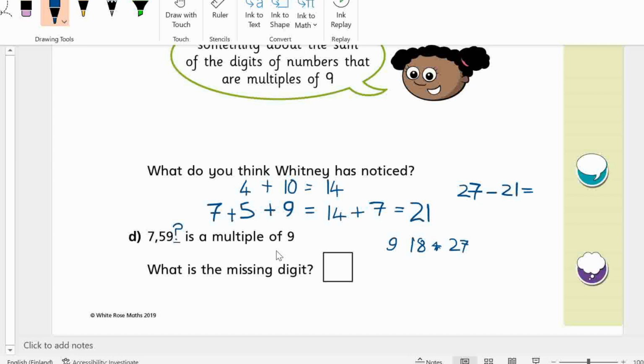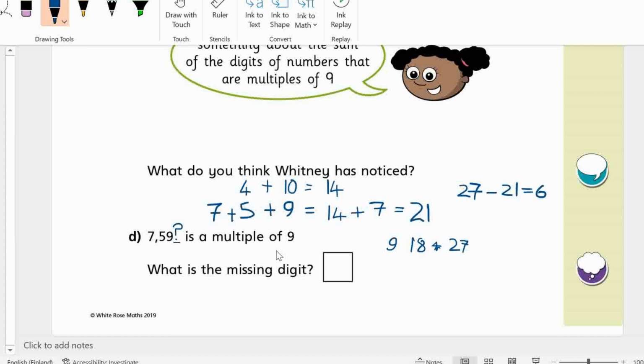Okay, so let's try and get to 27 from 21 by counting on our hands. So we got 22, 23, 24, 25, 26, 27. Okay, which means it's 6. I counted up 6. Okay, so this equals 6. Right, so the missing number must be 6.